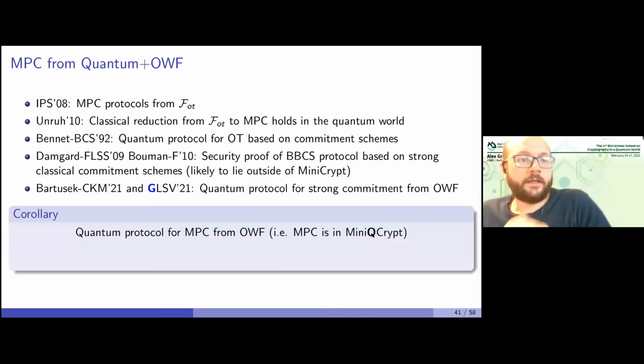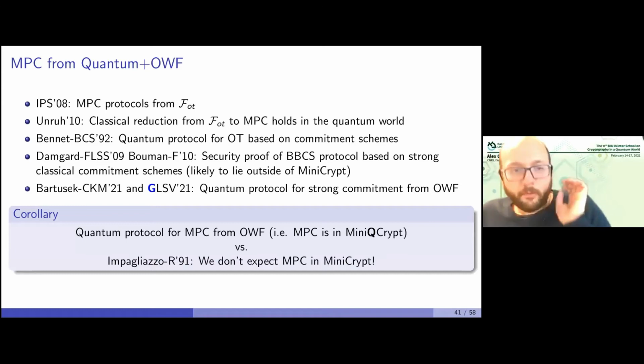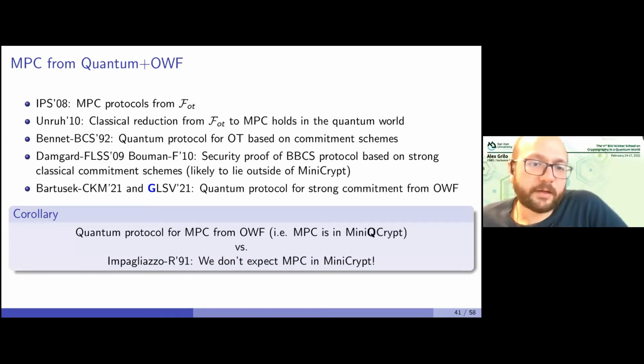Okay, so putting all of these results together, we can finally say that we have quantum protocols for MPC from one-way functions. So in particular, multi-party computation is in MiniQCrypt, which is in contrast with the classical case, where we don't expect multi-party computation to be in Minicrypt, given the possibility of a black-box separation by Impagliazzo and Rudich.